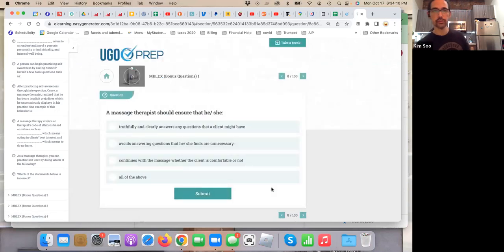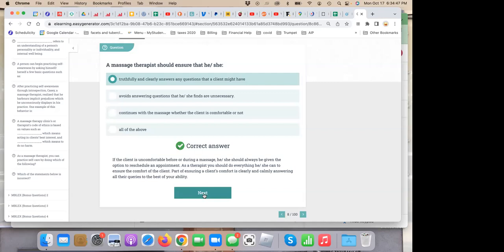A massage therapist should ensure that he or she truthfully and clearly answers any questions that a client might have, avoids answering questions that he or she finds are unnecessary, continues with the massage whether the client is comfortable or not, or all of the above. Well, you're not going to continue a massage if the client is truly uncomfortable and expresses that to you. So avoiding answering questions that you find are unnecessary, possibly. Truthfully and clearly answering questions that the client might have seems like a pretty good one to go with for now. And that is correct.